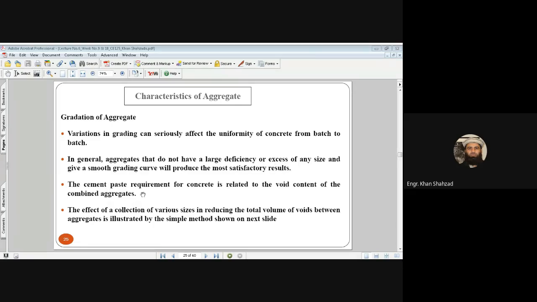The cement paste requirement for concrete is related to the void content of the combined aggregates. If you remember, if you have more voids, then you will need more cement paste, and it will make the concrete uneconomical, and also the concrete will be not durable, and its strength will also decrease. The effect of a collection of various sizes in reducing the total volume of voids between aggregates is illustrated by a simple method shown on the next slide.